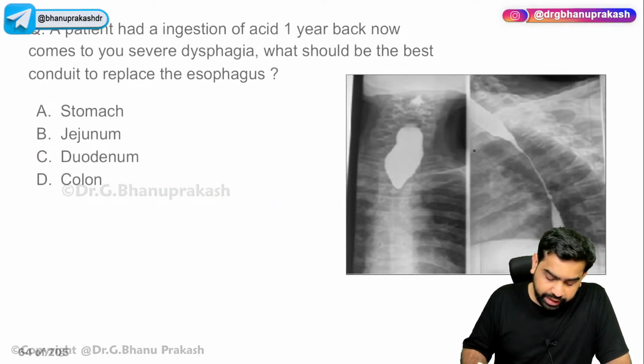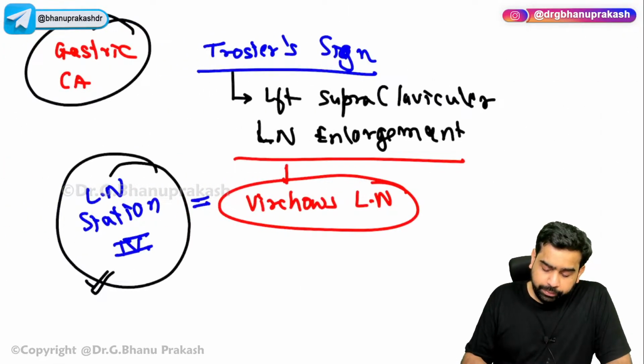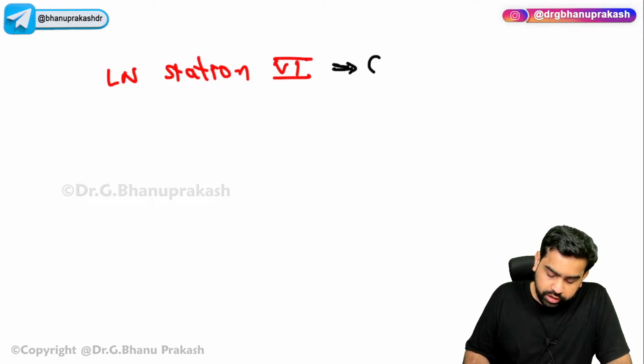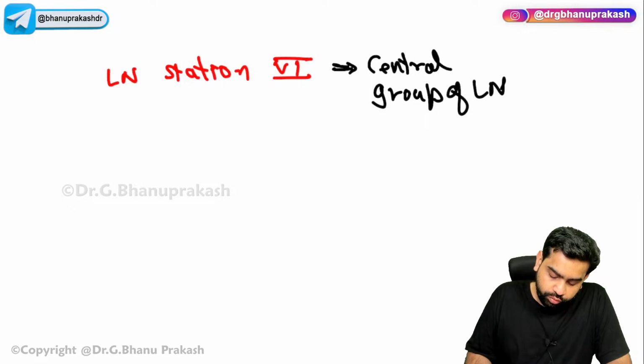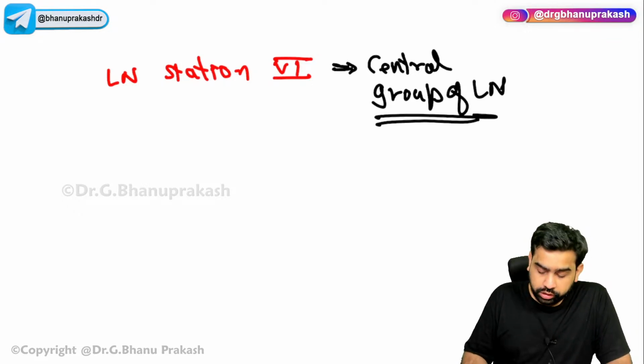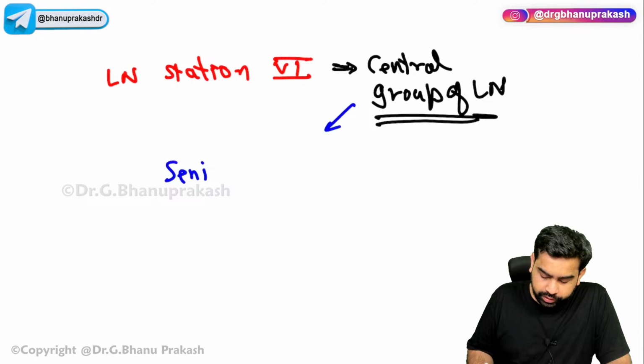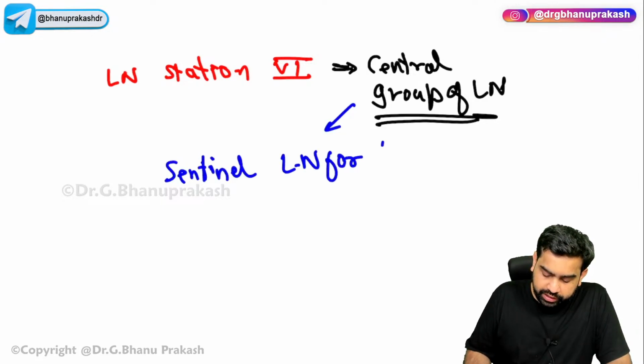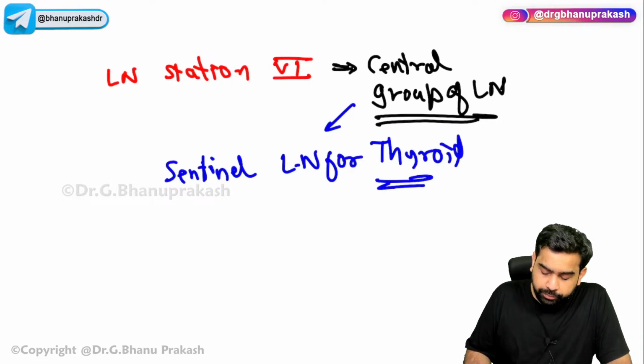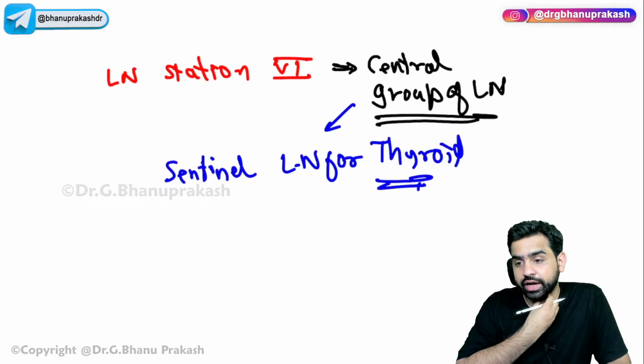Very, very important. Now many people were saying lymph node station 6. What is lymph node station 6? This is the central group of lymph nodes, which is the sentinel lymph node for the thyroid. Are you understanding my point? In patients with thyroid malignancy or some thyroid problems, you get central group lymph node enlargement.